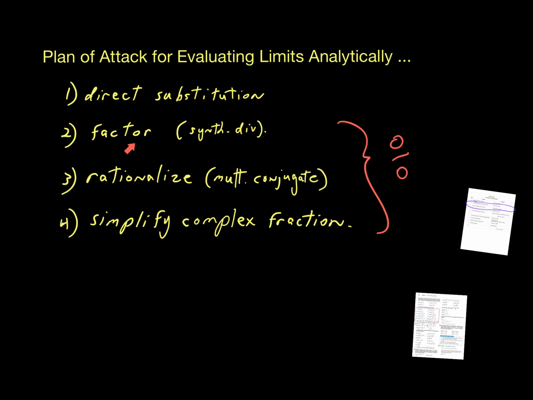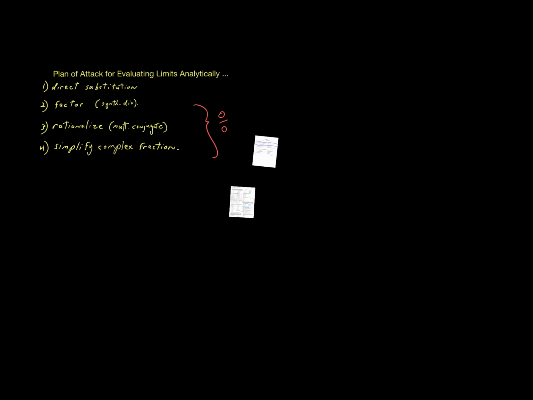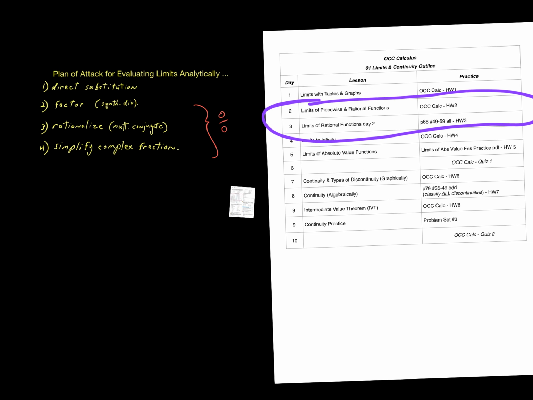Sometimes you'll factor the problem out, simple factoring or synthetically or long division. If there's a radical in there, you might want to multiply by the conjugate, rationalize that thing, top and bottom you multiply by. And if you have a complex fraction, simplify it. You'll usually get out of your problem. So now with all of these plans of attack, you have enough information to do this. You can finish homework 2 here and move on to day 2.